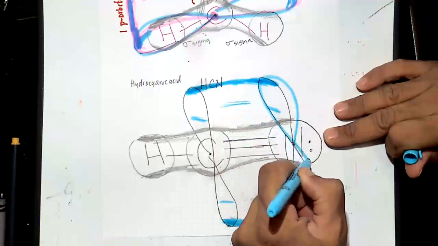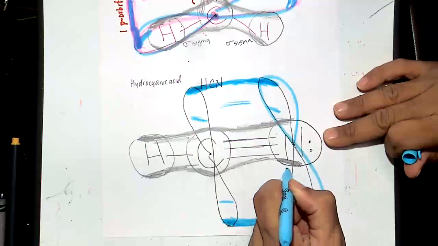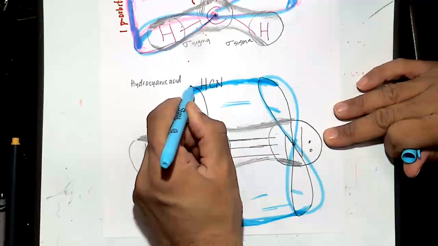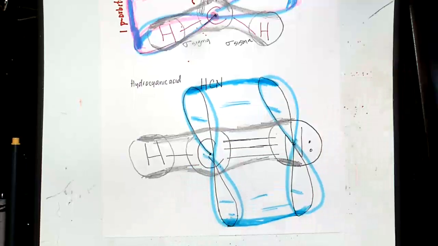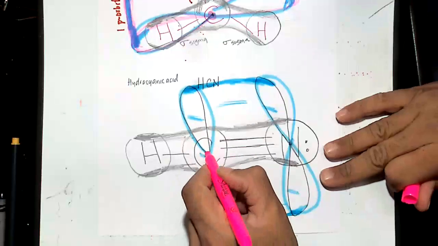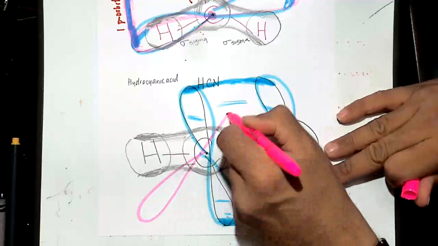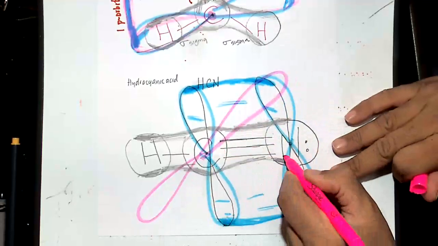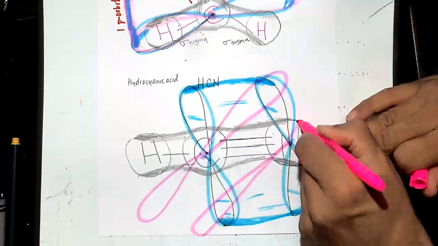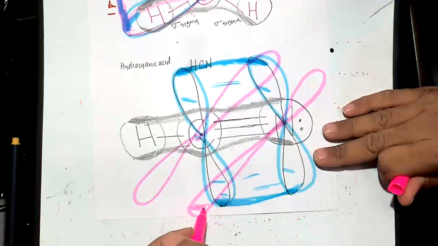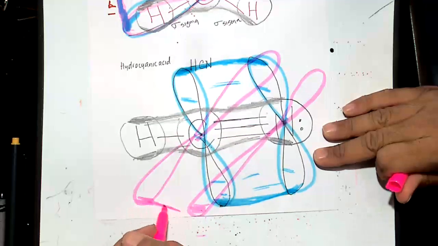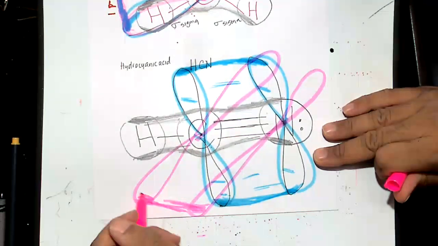And then where's the second one? The second one is going to be perpendicular. Okay, the second one is going to be perpendicular to the blue, at 90 degrees. The blue and the pink are 90 degrees to each other. And they have the overlap that you see here.